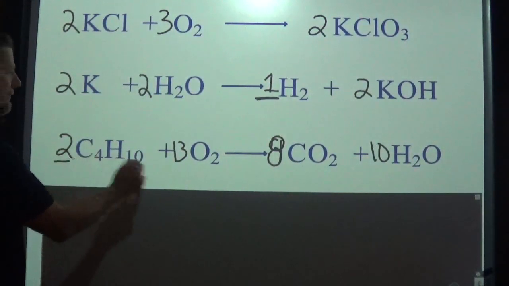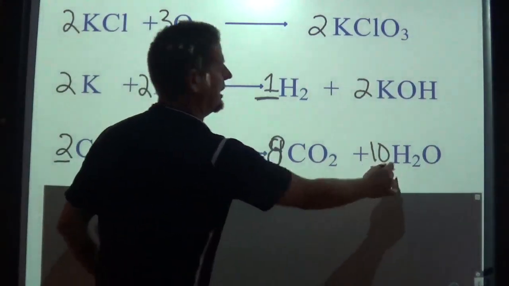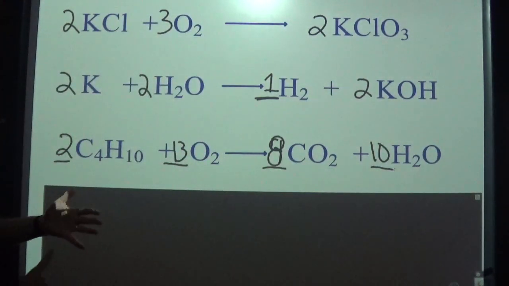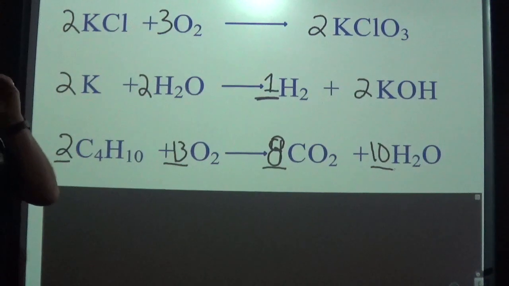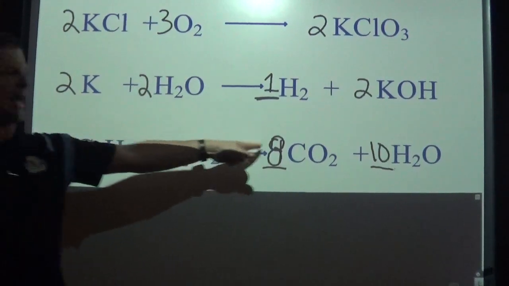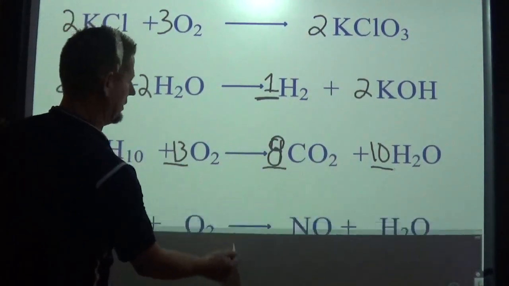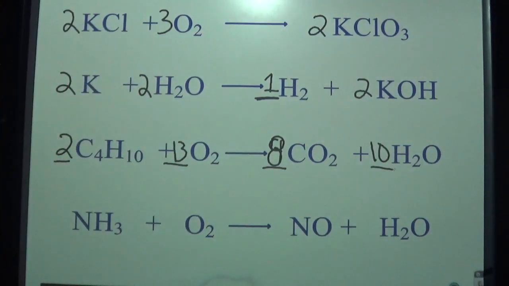Notice that there's no way for me to reduce these coefficients any lower. I can't divide everything by 2. I have a balanced equation with 2, 13, 8, and 10. Last one to do is here. NH3 plus O2 forming NO and H2O. We're going to use the same idea.